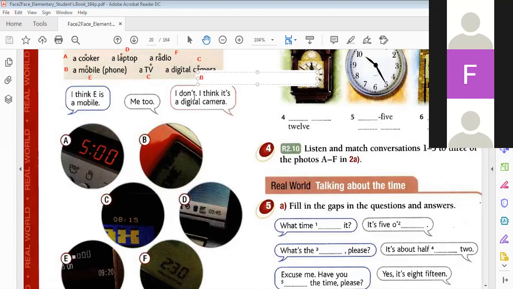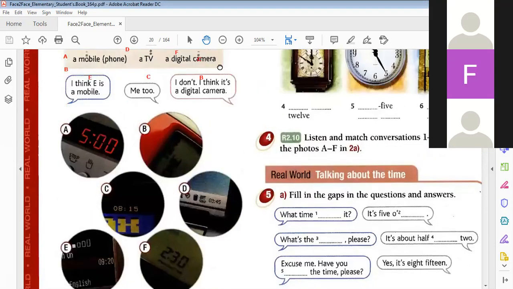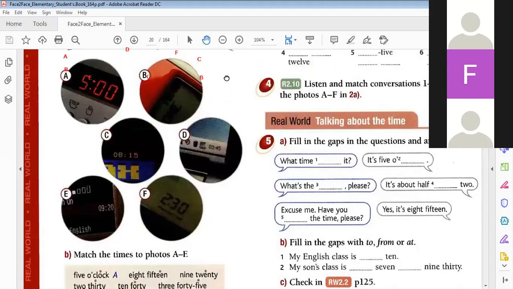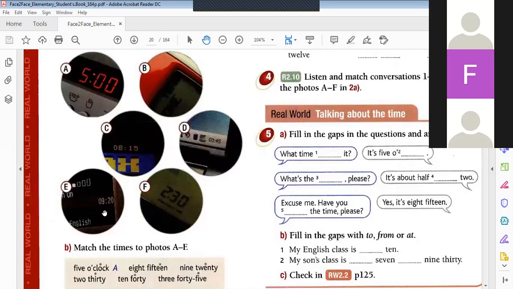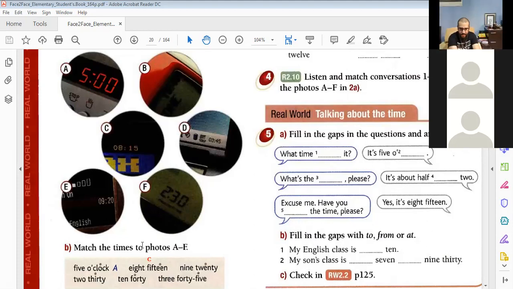Okay. So here, of course, we don't really know. And I don't think it's very important. What matters more is that it was just a guess; what matters is the time, how to match the time. So here, 5 o'clock, this is A, right? You can see 5 o'clock here. 8:15, where's 8:15? C. Correct. So 8:15 is C. What about 9:20? Which one is 9:20? E. All right, so E is 9:20.